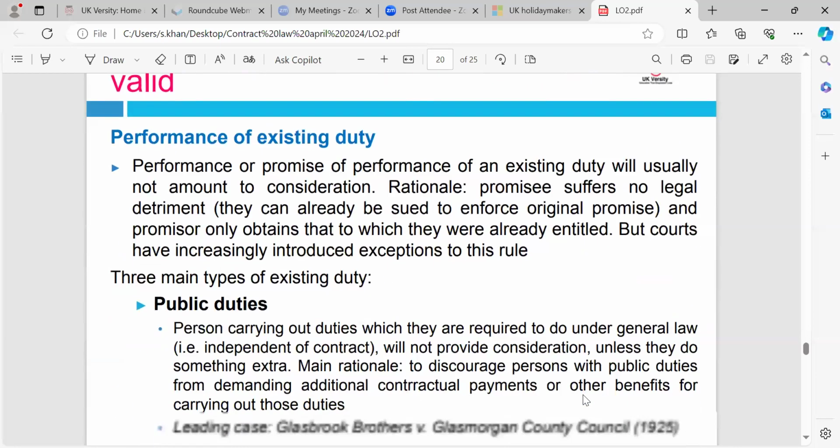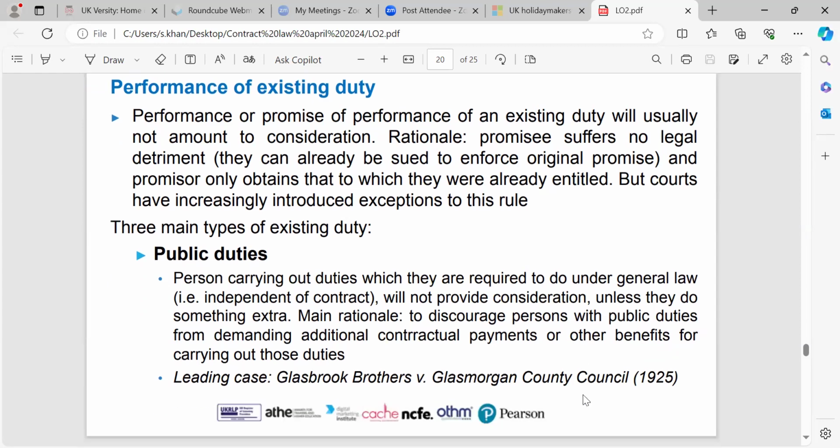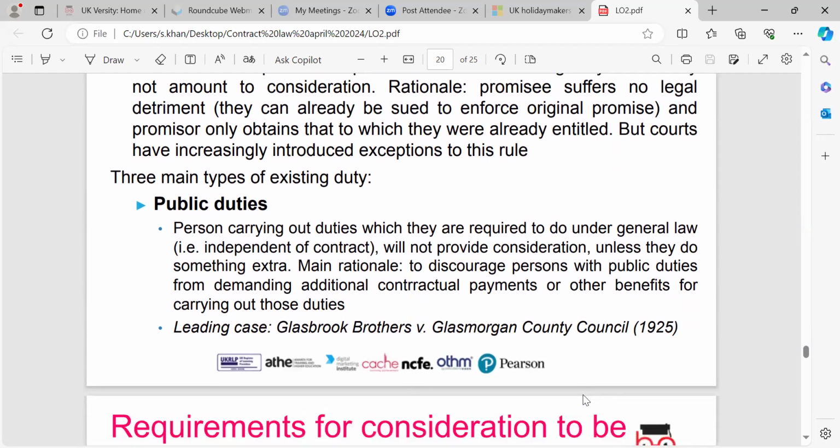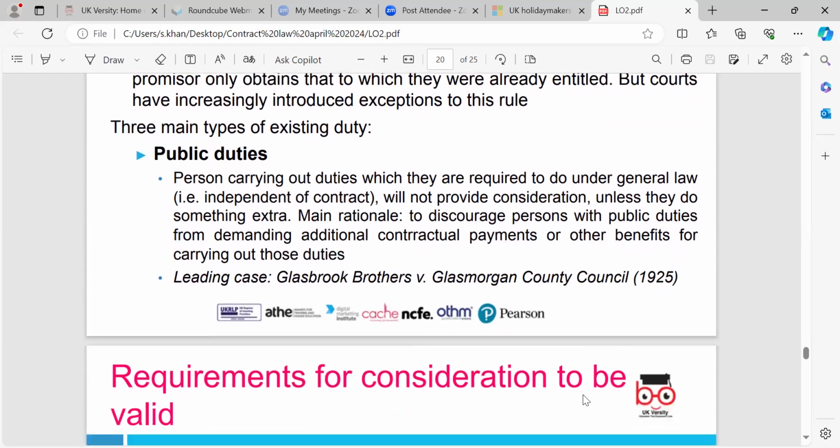So the next requirement is performance of existing duty. Performance or promise of performance of an existing duty will usually not amount to consideration. The rationale is that the promisee suffers no legal detriment, they can already be sued to enforce the original promise, and the promisor only obtains that to which they were already entitled. But courts have increasingly introduced exceptions to this rule. And there are three main types of existing duty.